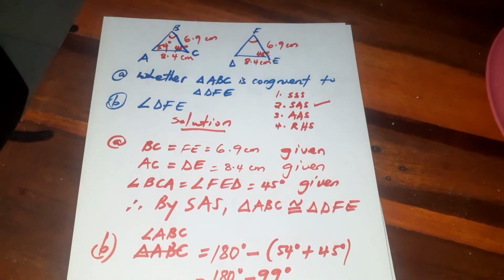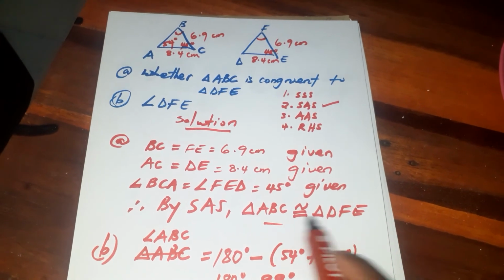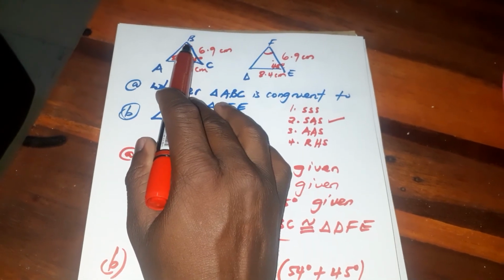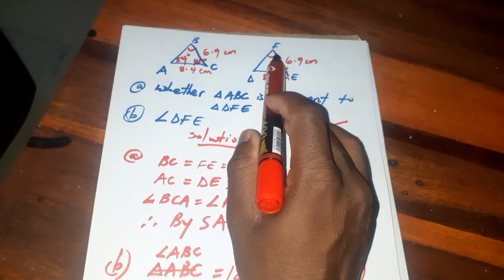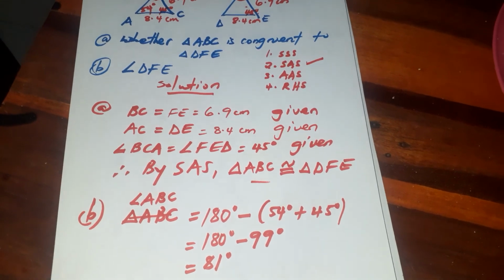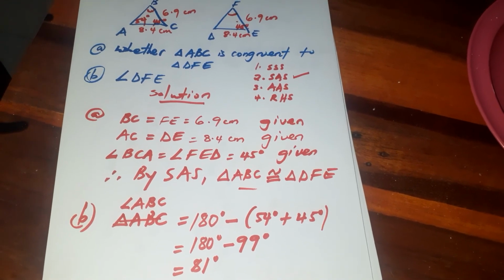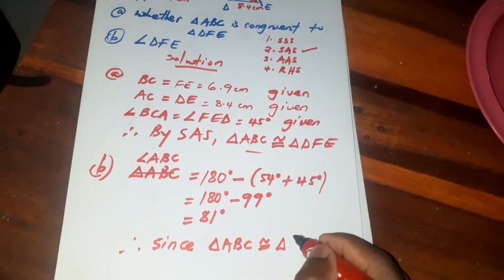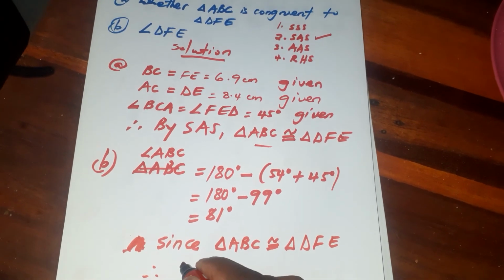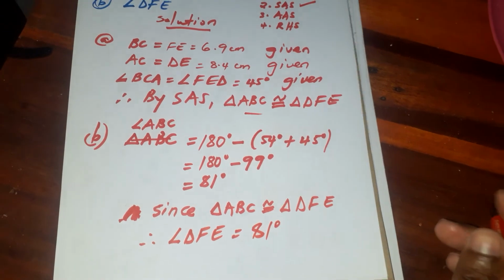And then we now use the concept of congruence. Since we have proven that the two triangles are congruent, if these two triangles are congruent, then it means that angle is equal to that angle. Therefore, now that we have found this angle, we can say by definition that angle is also equal to that. Now we can say, since triangle ABC is congruent to triangle DFE, therefore angle DFE is equal to 81 degree.